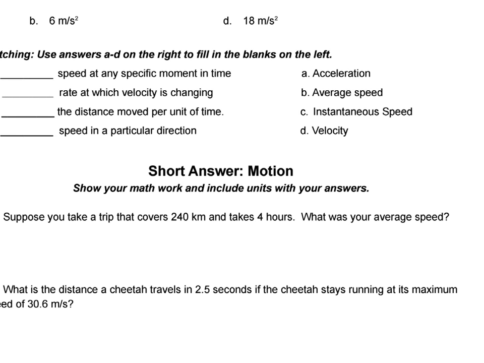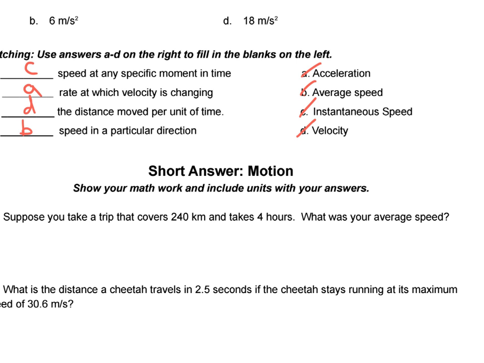Okay, we've got some matching here. Use the answers A to D. So blank speed at a specific moment in time. So what is speed at a specific moment in time? It's got to be C, instantaneous speed. Rate at which velocity is changing, that's going to be A, acceleration. The distance moved per unit time is just velocity. And then speed in a particular direction, that makes sense for our last remaining option, average speed.